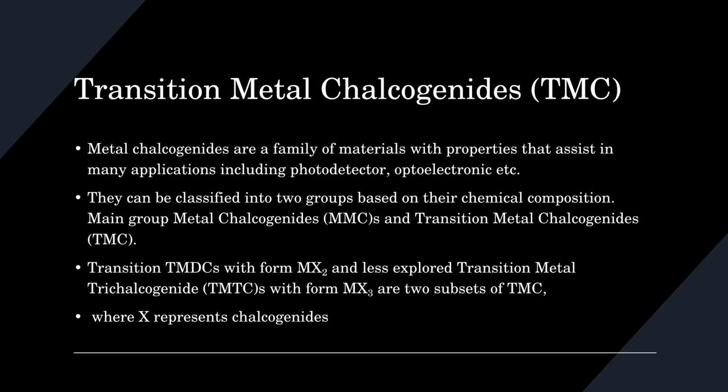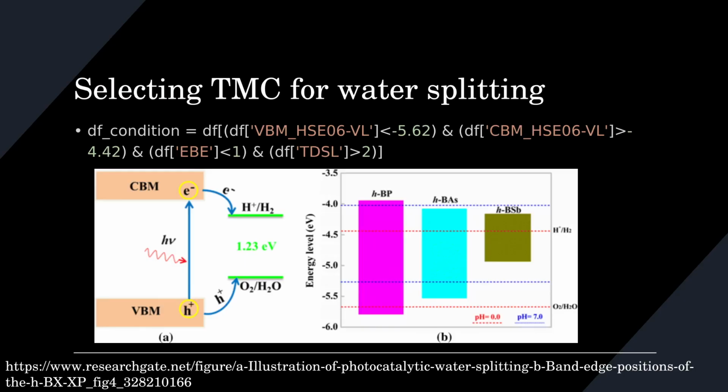Transition metal chalcogenides are a family of materials with properties that assist in many applications, including photodetectors, optoelectronics, etc. Here, I am predicting properties of transition metal chalcogenides for photocatalytic water splitting. This is a schematic diagram of photocatalytic water splitting.